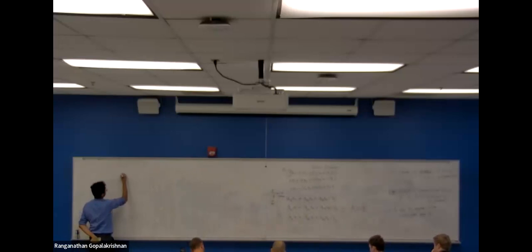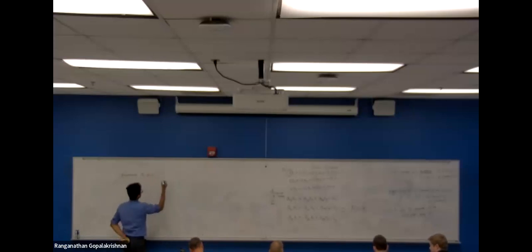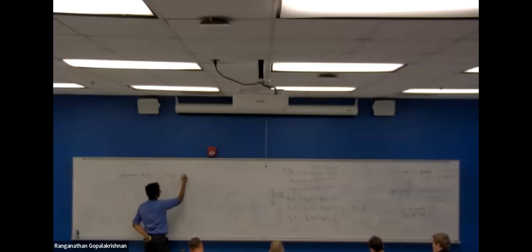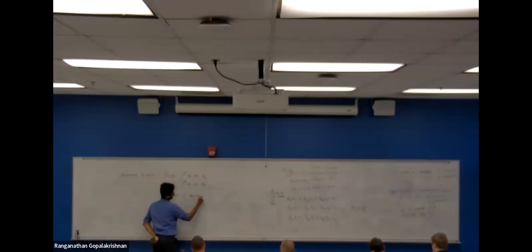All right, assuming A11 is not equal to 0, what would I want to do? I want to divide the first equation by A11 and the second equation by A21, and subtract 1 from 2.